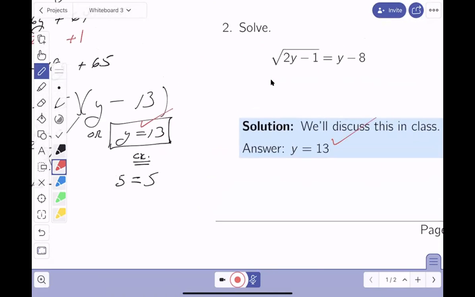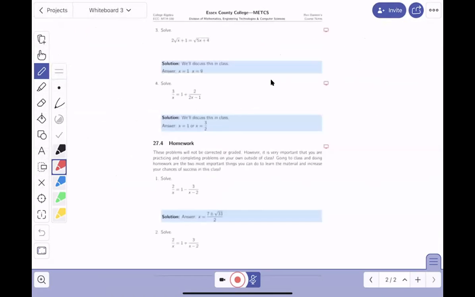All right. These are quadratic in form when I start to manipulate them. Let's go to the next page. And we'll start with number 3 now.